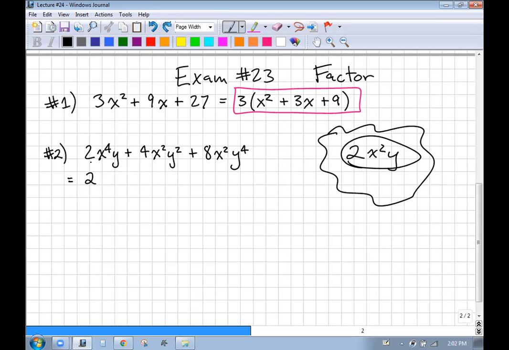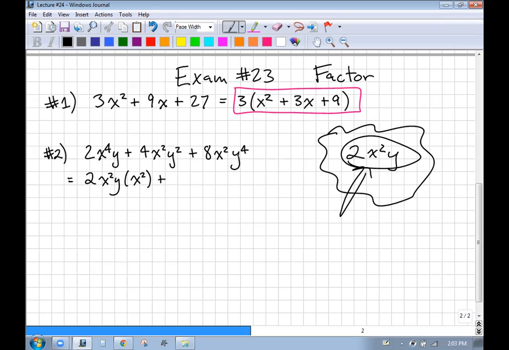So let's rewrite this guy here in terms of this. We'd say 2x squared y. Now, what do we multiply this by in order to get this? Well, we have the 2, we have the y, but we need an x squared. We need 2 x's, right? So we'll put x squared here, okay? So this times this gives us this.